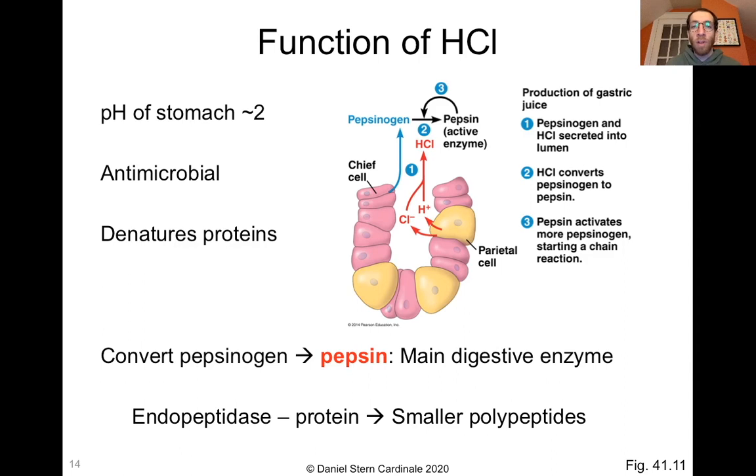Specifically, we are digesting proteins using pepsin because pepsin is a type of enzyme called an endopeptidase. That just means it's an enzyme that breaks peptide bonds. It's a peptidase in the middle of a chain. So it's not taking one amino acid off of either end. It's cutting in the middle of a polypeptide chain. So the result of pepsin activity in the stomach is your denatured proteins are broken down into smaller polypeptides. We're not all the way to single amino acids yet. We'll finish that process in the small intestine, but we're getting there starting in the stomach.